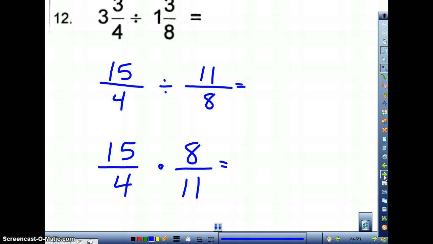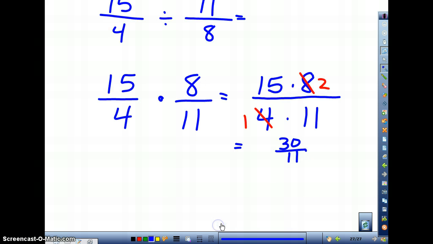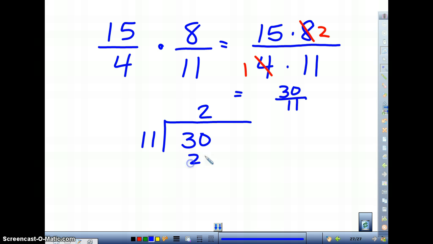All right, now we're back to doing tops times tops, bottoms times bottoms. Before I go any farther, I'm going to cross simplify right here. Okay? Now I'm going to multiply my tops and my bottoms. And I get 30/11ths. Which one goes in the house? Yeah, the top one does, the 30 does. 11 goes out here. That 11 goes into 32 times. That gives you 22. Let's go ahead and subtract.